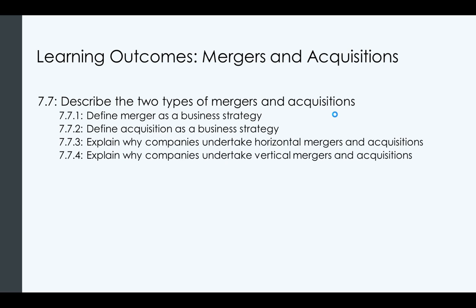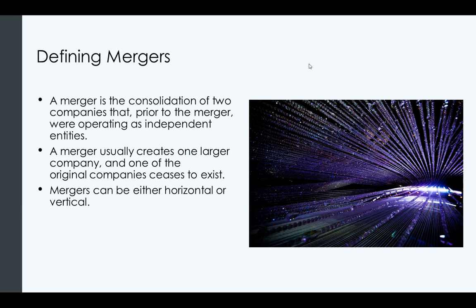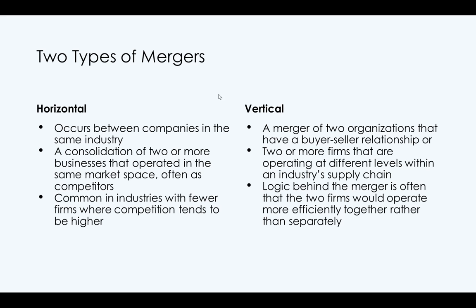And mergers and acquisitions. A merger is the consolidation of two companies that were operating before as independent firms. Unless part of their agreement is to get rid of some of the institution, it usually involves making a bigger company. And they can either be horizontal or vertical. A horizontal merger occurs between companies in the same industry, so two oil companies merging together. It's the consolidation of two or more businesses that operate in the same marketplace, often as competitors before, and is common in industries with fewer firms where competition tends to be higher, for instance, oligopolies.